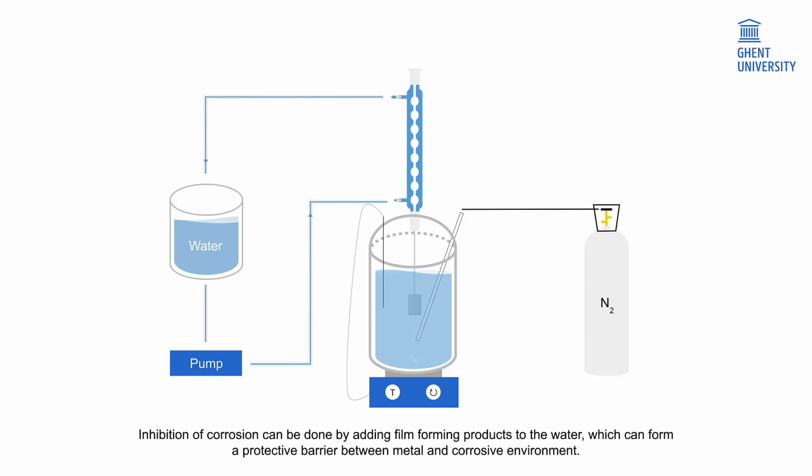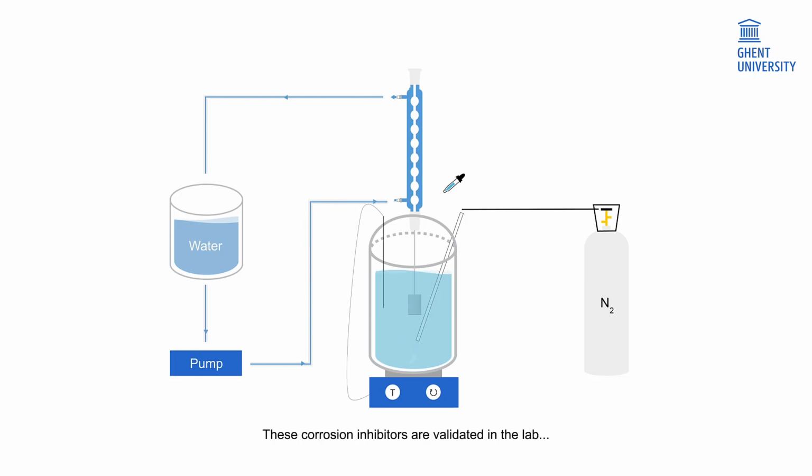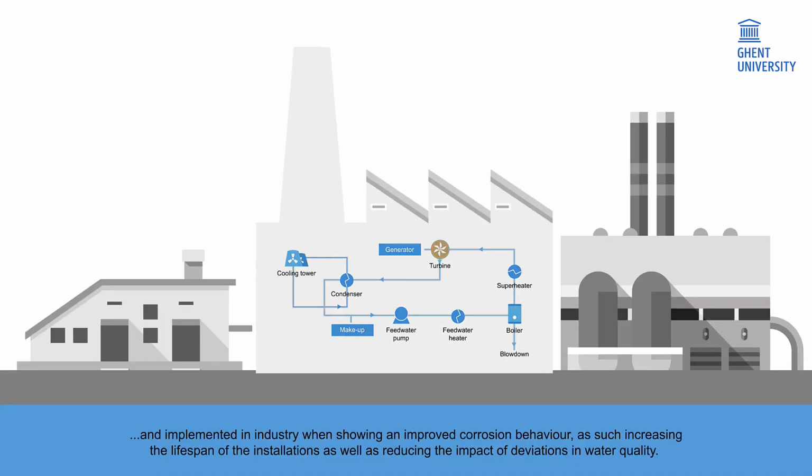Inhibition of corrosion can be done by adding film-forming products to the water, which can form a protective barrier between metal and corrosive environment. These corrosion inhibitors are validated in the lab and implemented in industry when showing an improved corrosion behavior, as such increasing the lifespan of the installations as well as reducing the impact of deviations in water quality.